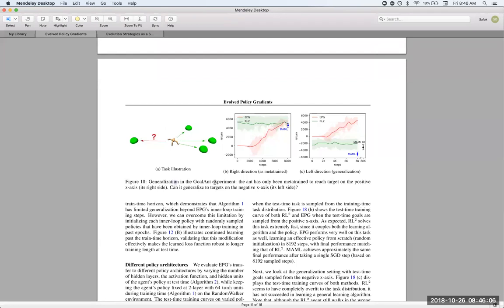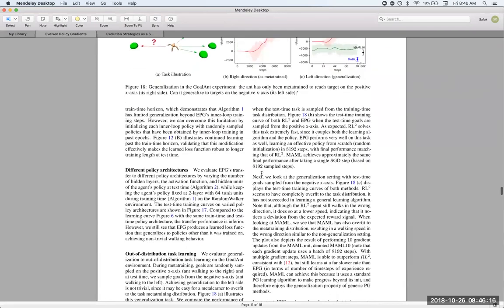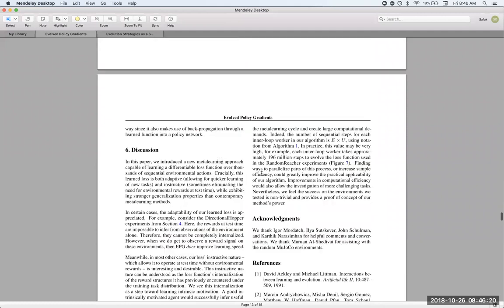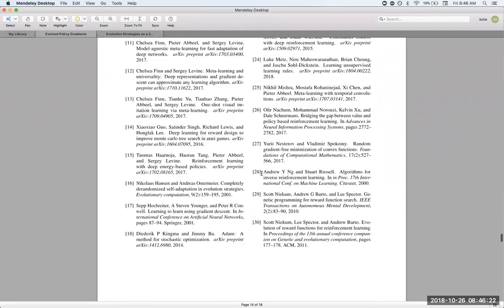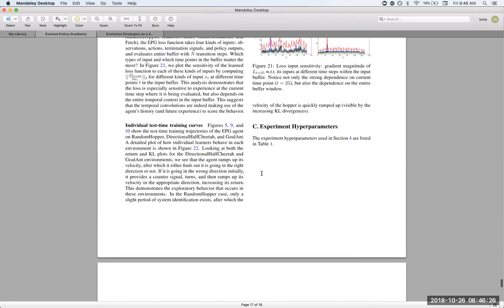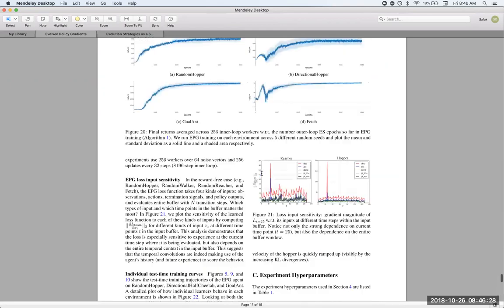The generalization, the goal ant experiment: the ant has only been meta-trained to reach targets on the positive x-axis. Can it generalize to targets on the negative x-axis? But wait a second, I saw something, maybe it was not from this paper, but from their blog, about generalization.